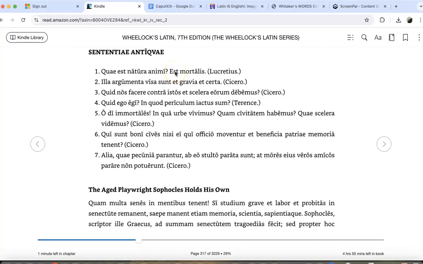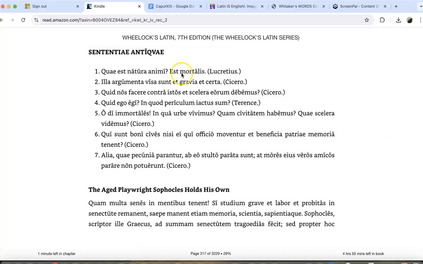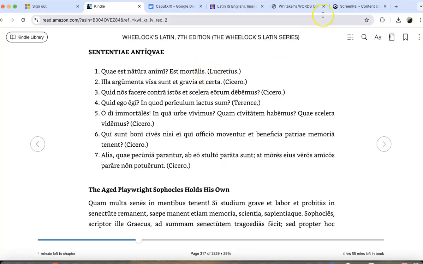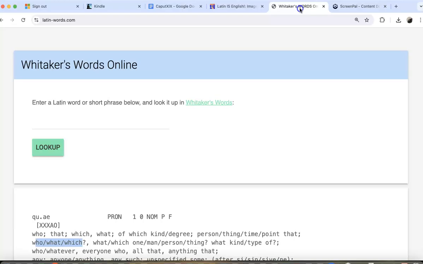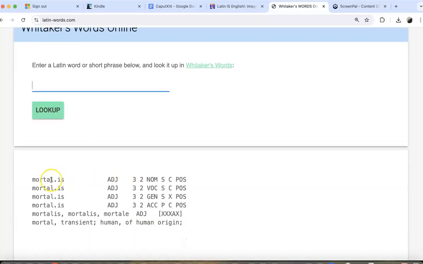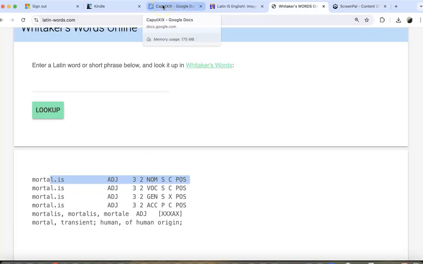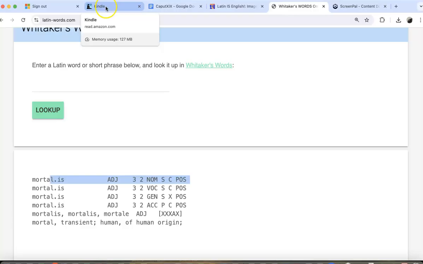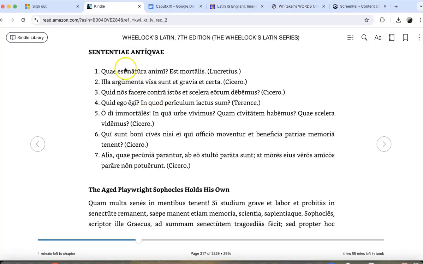And then quite simply, it is. So est reads as it is. And then here we simply have our predicate adjective, mortalis. Once again, I think we all recognize it means mortal, but if we're not quite sure about the ending, we can simply use our Whitaker's Words or look in the back of our book. And in this case, it's going to be the nominative singular modifying, in this case, the subject. It is referring back to mind. That one's pretty straightforward.